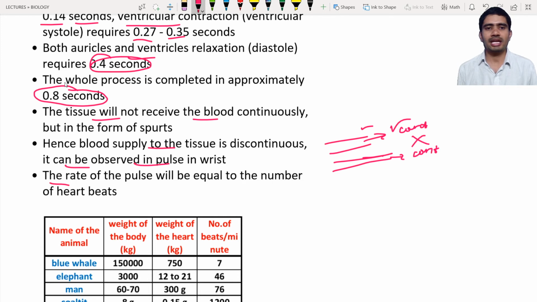Okay, so the pulse rate will be equal to the number of heartbeats. Let us consider there are 72 heartbeats. As a result there will be a pulse rate of 72. Hence we can confirm that the blood supply to the tissue is not continuous.